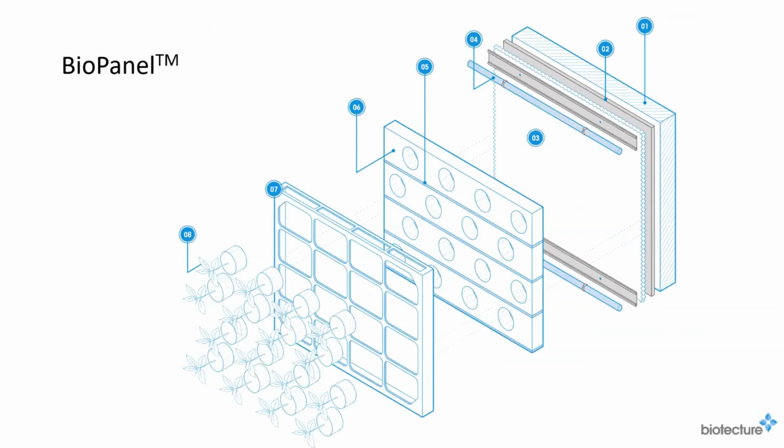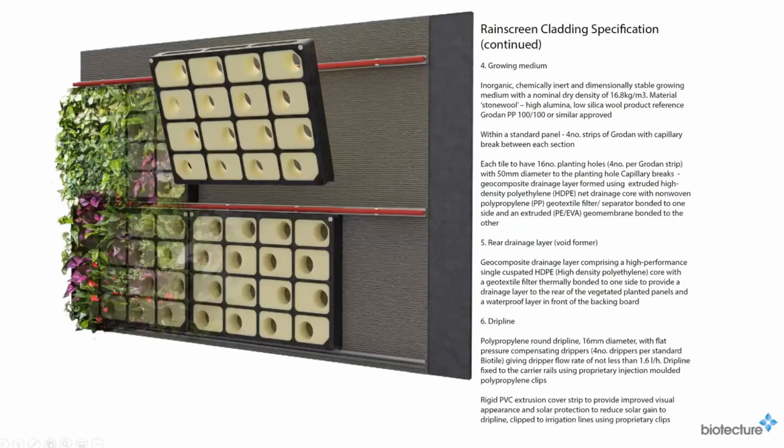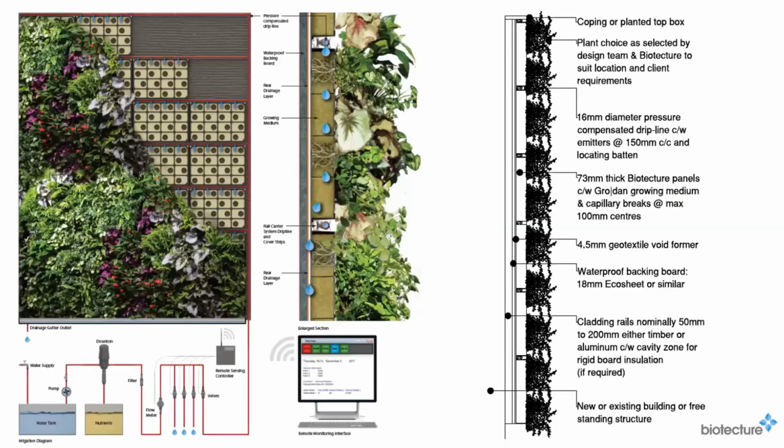Firstly, a living rain screen cladding system. This was our first system. It's called Biopanel. It's essentially a series of living cladding panels set on a waterproof backing board. There's an intelligent remote controlled irrigation system to allow for that robust maintenance that we were talking about.